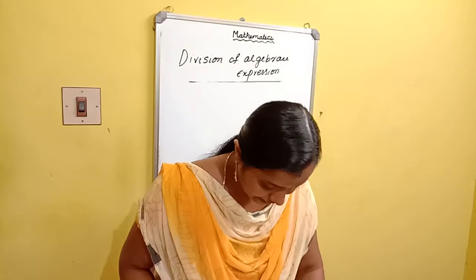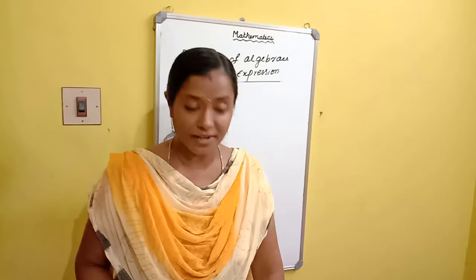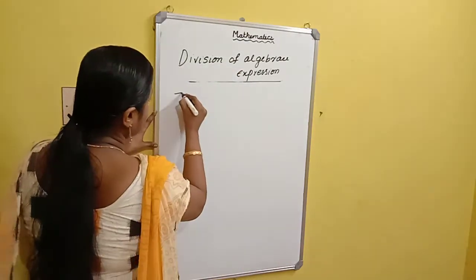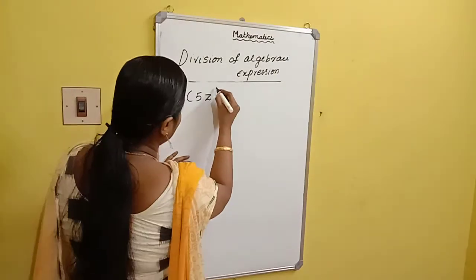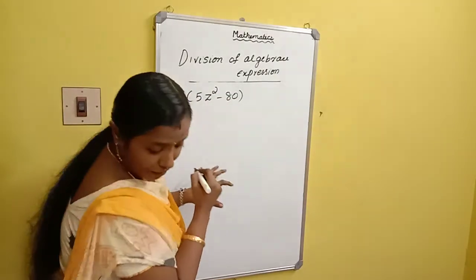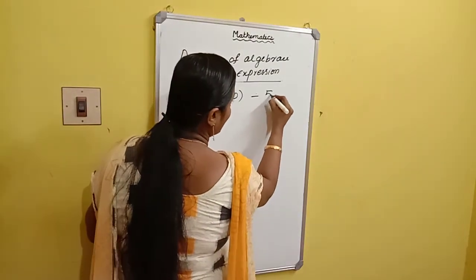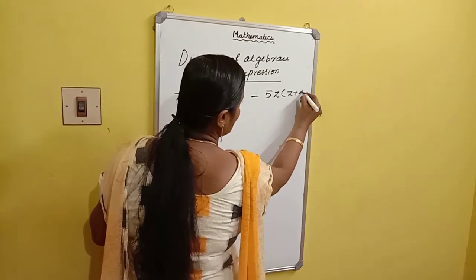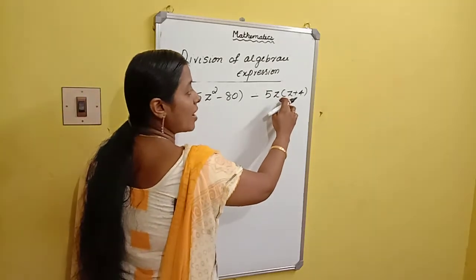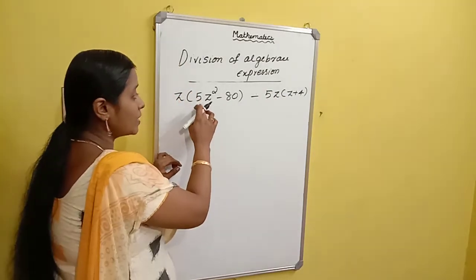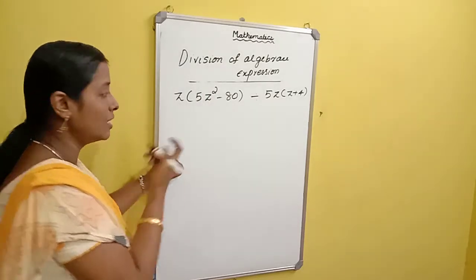Listen here, that is example question 16 in your textbook. Divide z into 5z square minus 80, okay, divided by what? 5z into z plus 4. So, one algebraic expression is there. We want to divide it by a polynomial. So, first we want to simplify this expression. Clear? So, what will you do?